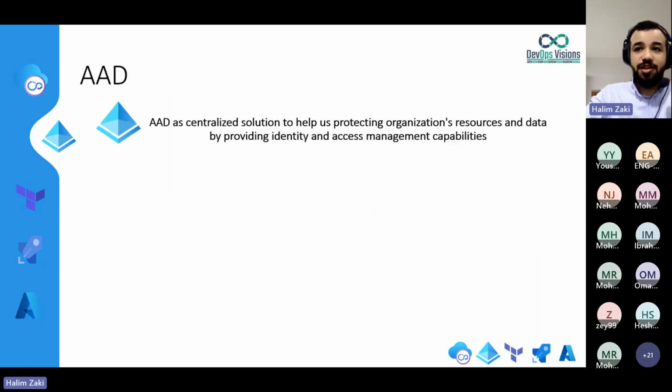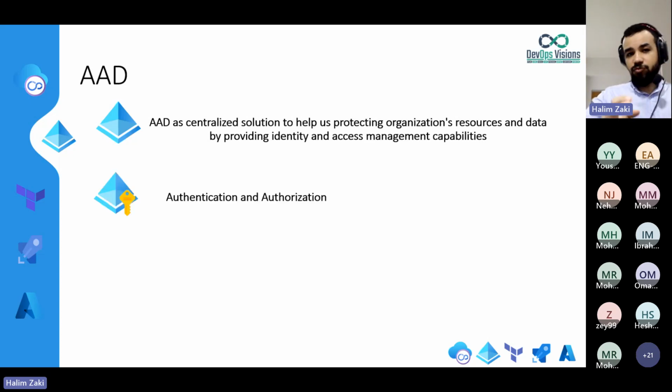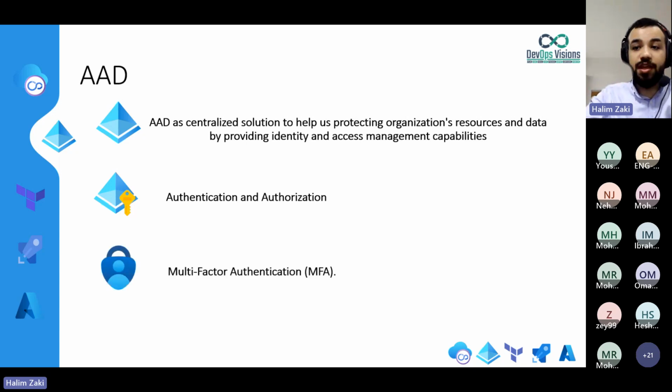So for those of you who don't know what Azure Active Directory is, it is a centralized solution that helps us protect organizational resources and data by providing identity and access management capabilities. And it has more capabilities than that, but we're just gonna highlight some of them. It starts with authentication and authorization. Also, it gives you the ability to implement an extra layer of security by implementing multi-factor authentication in your organization.